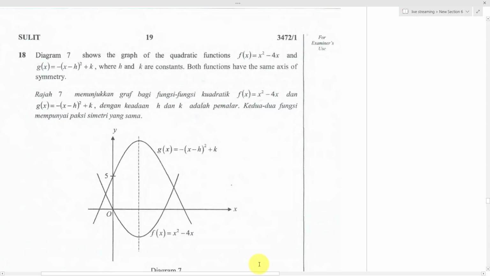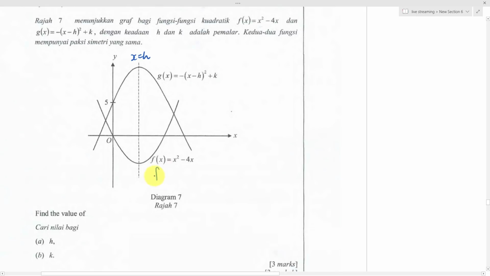Alright, show the graph of the quadratic function f(x) equals x squared minus 4x. So basically what I want to do is, they say both functions have the same axis of symmetry, right? So the axis of symmetry over here will be x equals h. Because I have x squared minus 4x, I do the completing the square for x squared minus 4x. I should be able to get (x minus 2) squared minus 4.